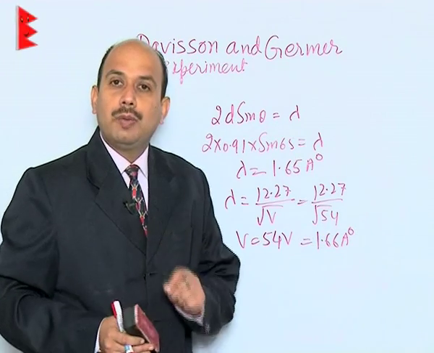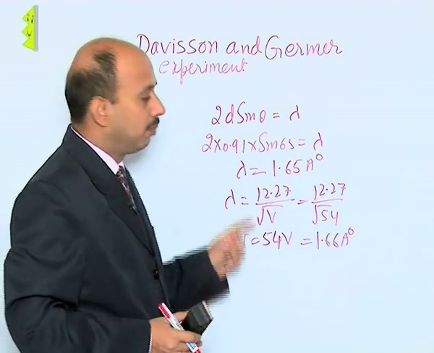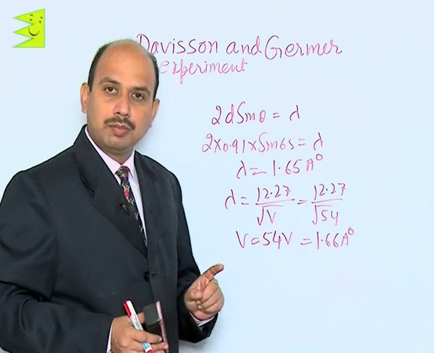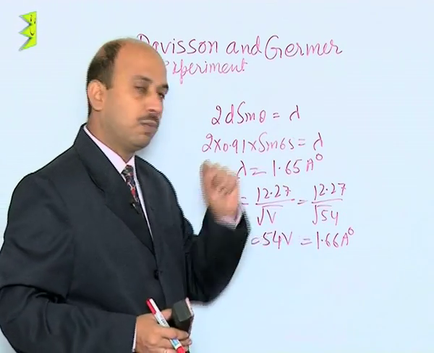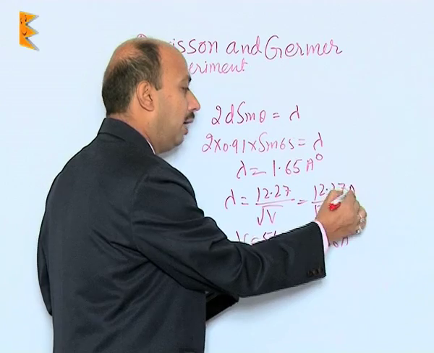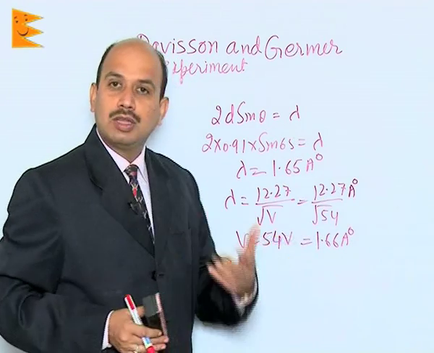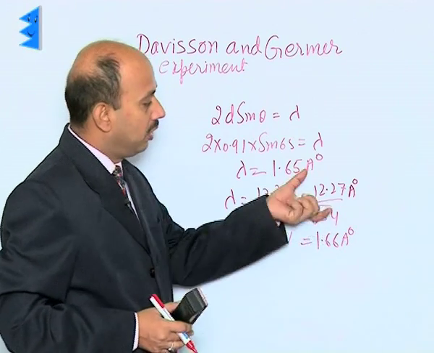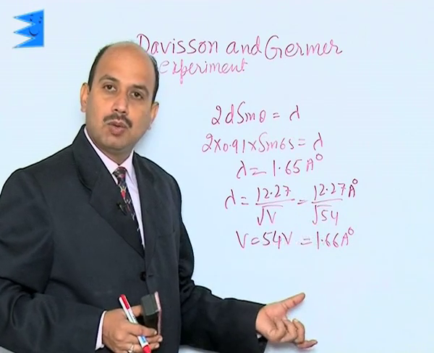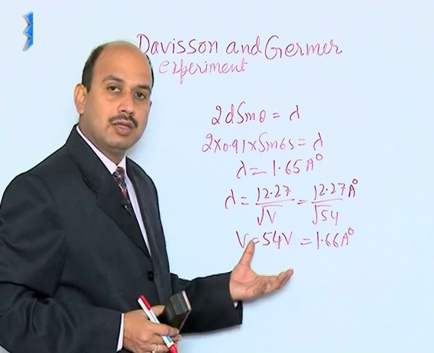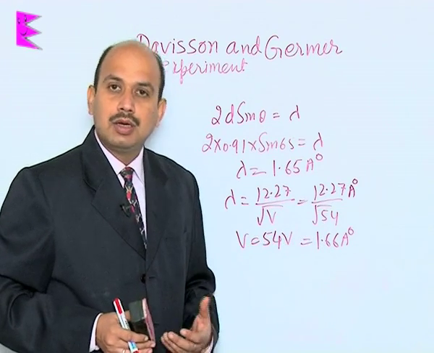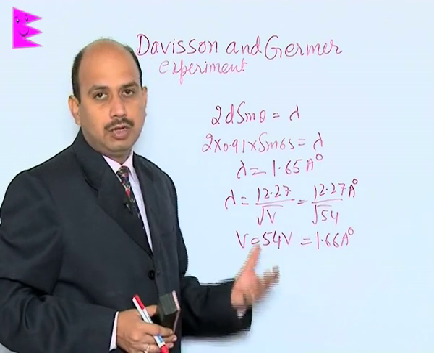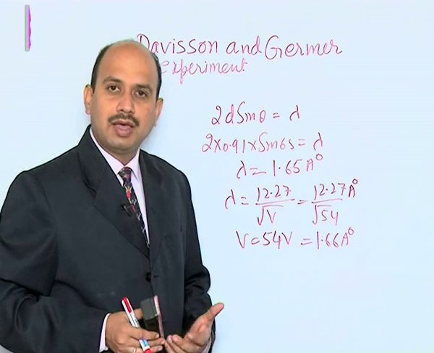So here we have calculated the wavelength by two ways: by the wave theory concept, by diffraction, that comes to be 1.65 angstrom, and by the particle nature assuming de Broglie's concept, that comes to 1.66 angstrom. These two wavelengths are approximately equal. So we can say there is a very close agreement between these two wavelengths. It means we can say the moving particle behaves as a wave.